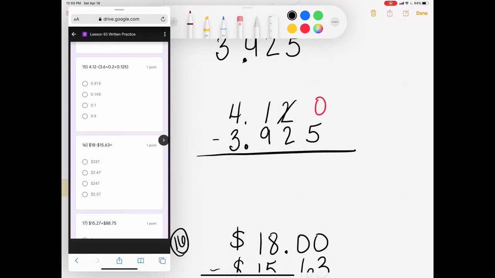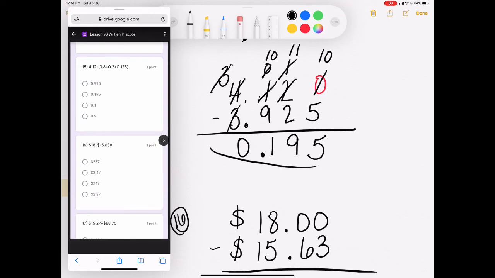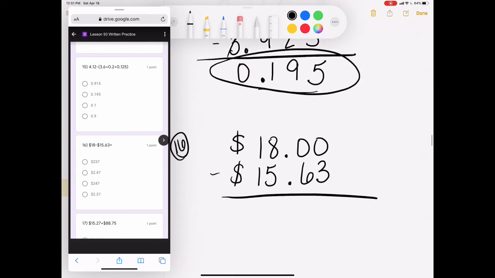Now we're subtracting. I need to borrow from the 2. 2 becomes a 1. 0 becomes 10. 10 minus 5 is 5. I need to borrow again. This becomes 11 minus 2 is 9. Borrow again. The 0 becomes a 10. 10 minus 9 is 1. Decimal. 3 and 3 cancel each other out. You can put a 0 or not. It does not change the value. 195 thousandths for number 15.